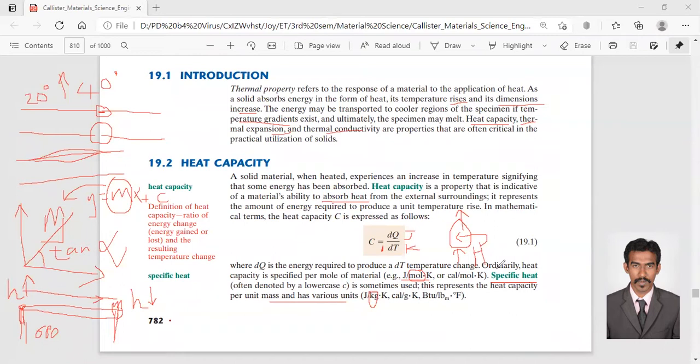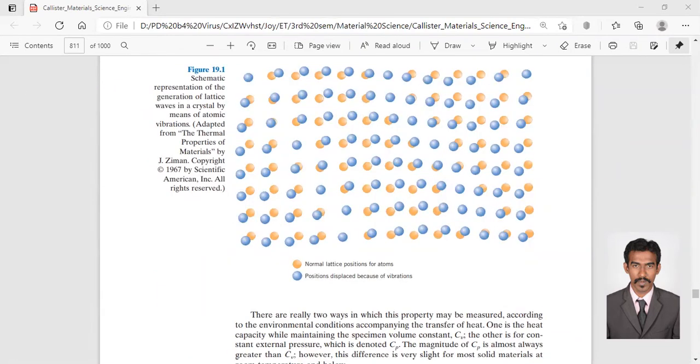These are different terms. So this is a sample diagram of how this transfer of heat is occurring. Normal lattice positions for atoms, right? So these orange ones are how the lattice is normally placed in a particular material. Then positions are displaced because of vibrations. When you provide some energy, each atom will gain some energy.